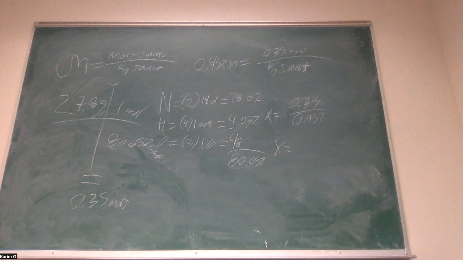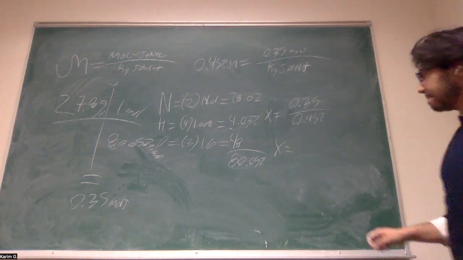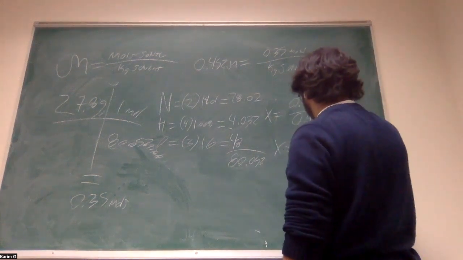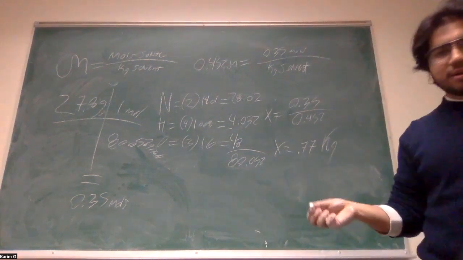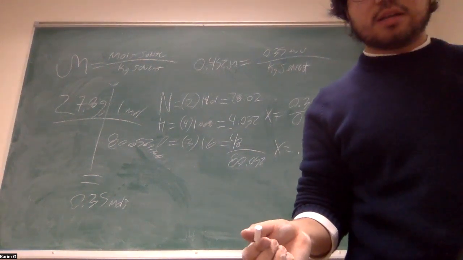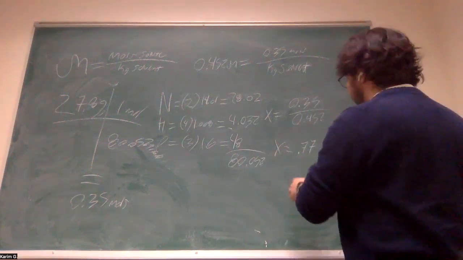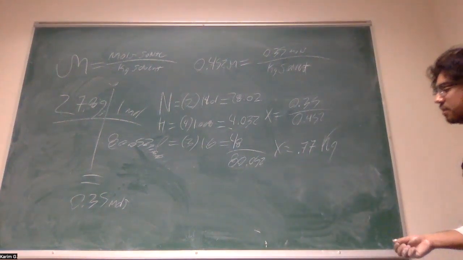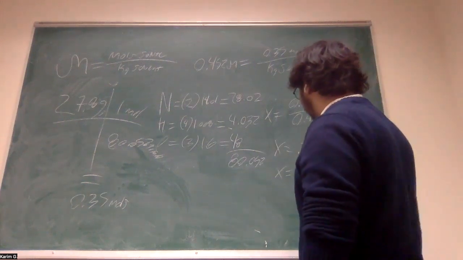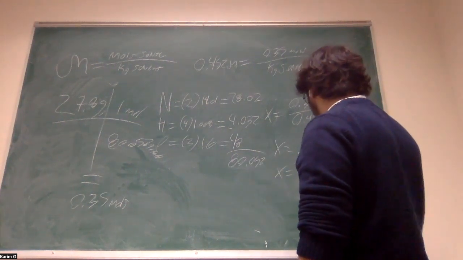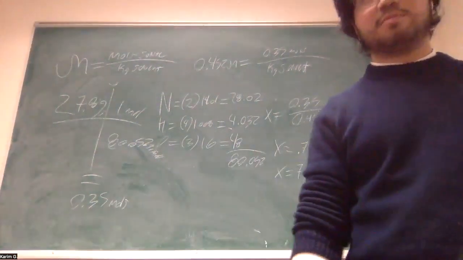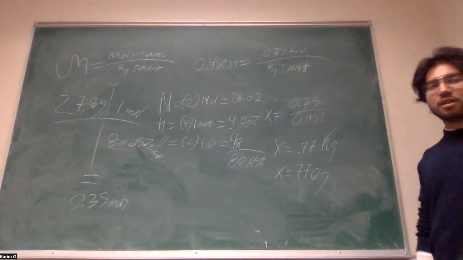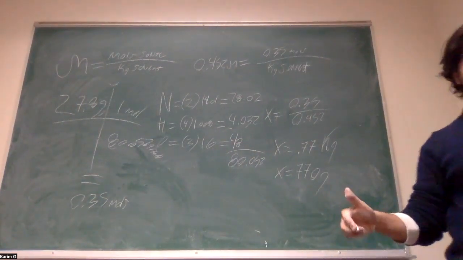Okay. What do you guys got? 0.77, right? But remember, this is in kilograms. Is it asking in grams? Yes. Right. So then we just expand this, right? What's 0.77 kilos in grams? 770. Right, 770, which is choice C. Basically rounds off to this.